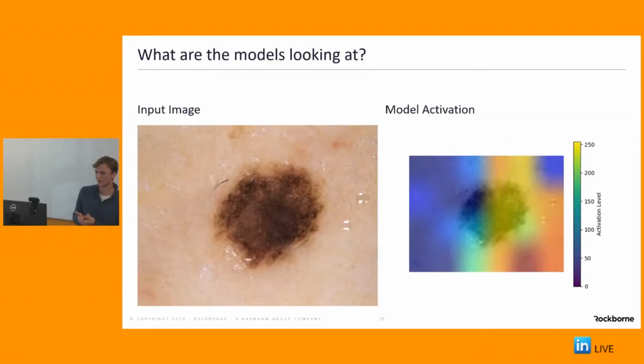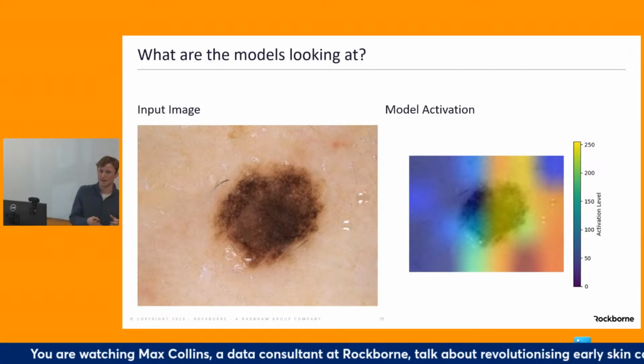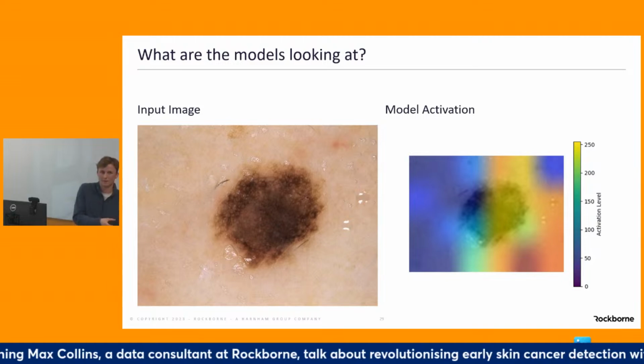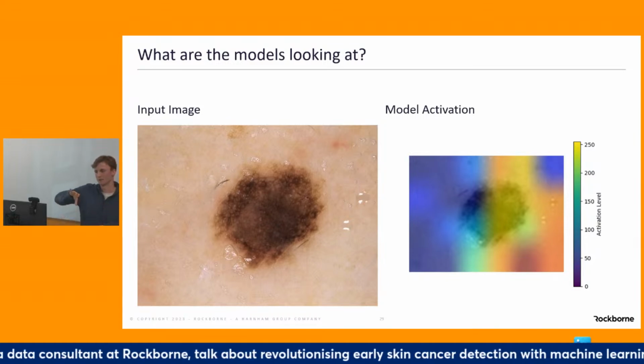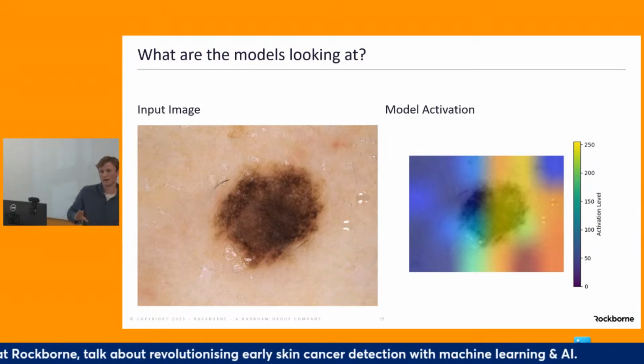So if I input the image on the left, and then we look at the activation map, you can see that the higher levels of activation, so the yellows and the greens, are focused around where the lesion is in the image. So the model has accurately identified where the lesion is and is making its prediction based on that lesion, not based on just some random pixels in the corner.